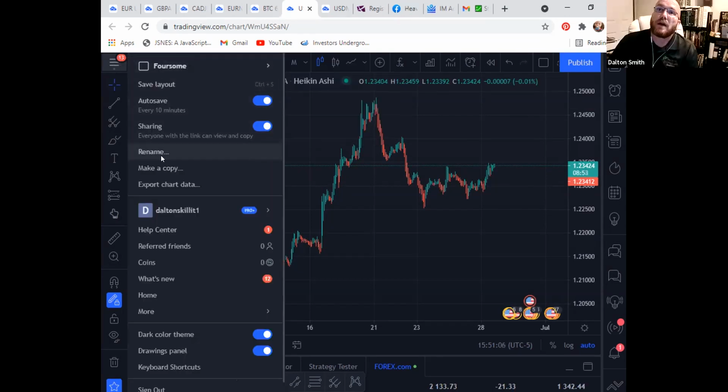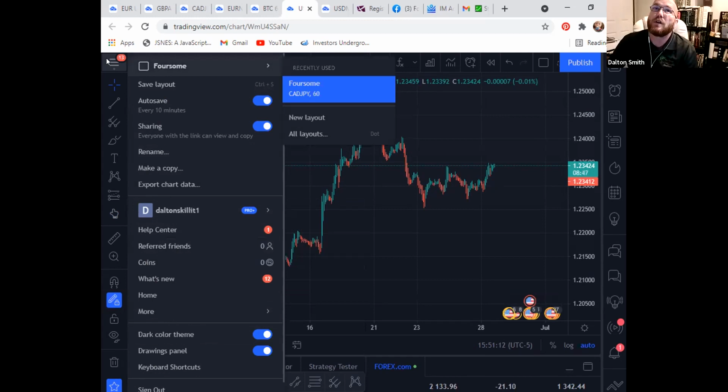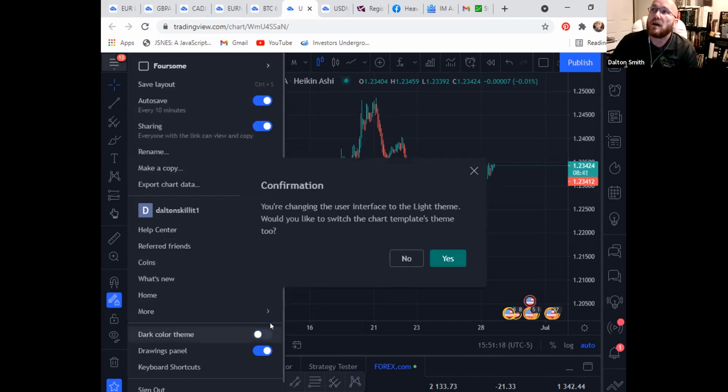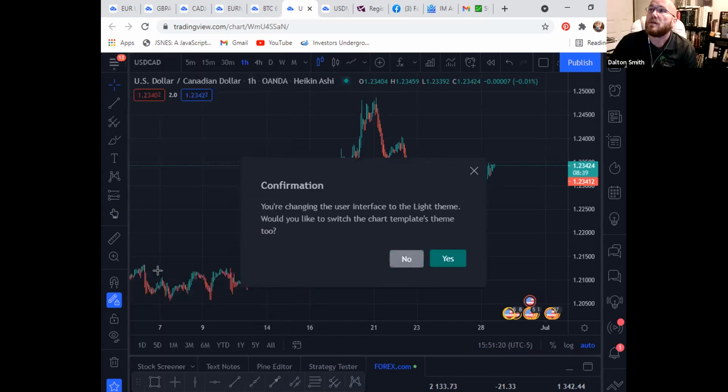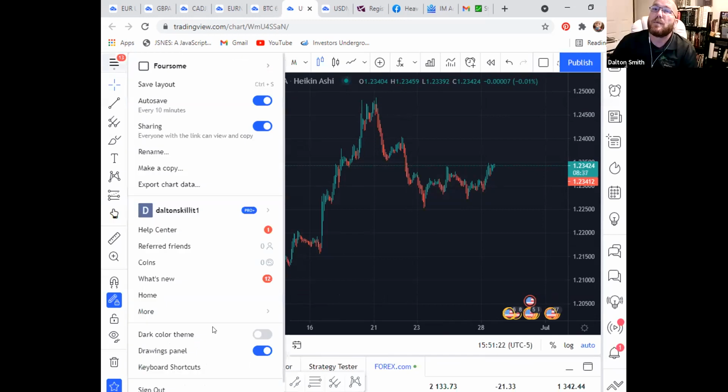My mentor, actually Jeff, is here. He used dark screens because they're easier on the eyes, and it turns out he was right. Right here, if you click the top left-hand corner, you get the drop down menu. It says dark color theme. I keep all my charts on the dark color theme.